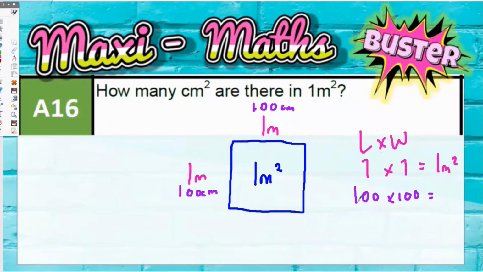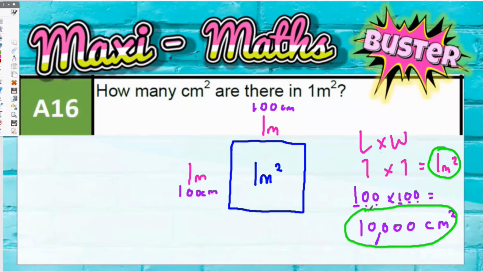And 100 times 100 is, well, 1 times 1 is 1, and then there are 1, 2, 3, 4 zeros to put on. So 1, 2, 3, 4 zeros, and that gives you your answer in centimetres squared. So 100 times 100 is basically 10,000 centimetres squared. But what's important to remember is that this thing here, 1 metre squared, and this thing here, 10,000 centimetres squared, are basically equivalent. They are equal. So 1 metre squared is equivalent to 10,000 centimetres squared.